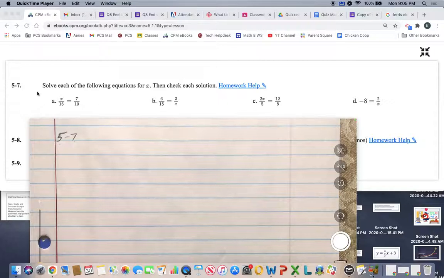Problem 5-7. Solve each of the following equations for x, then check each solution. All right, so as we look at each of these problems, we can see that they involve fractions. And as I look at these, they also look like proportions.